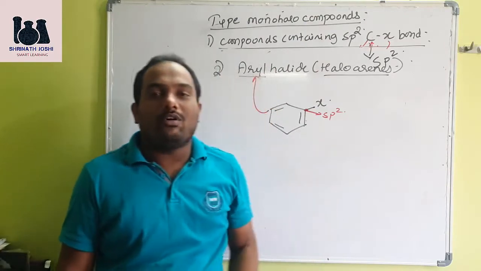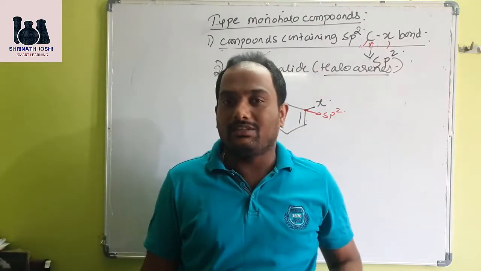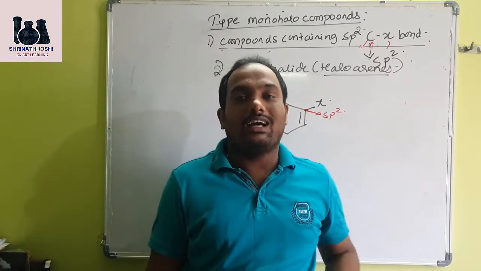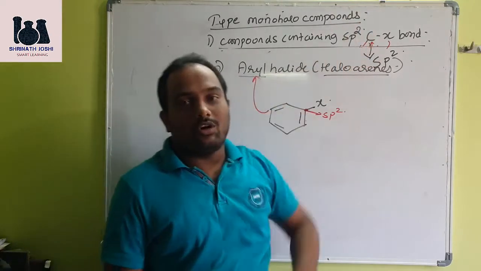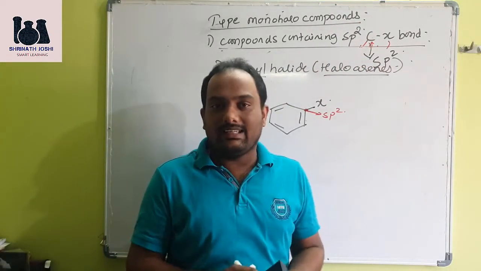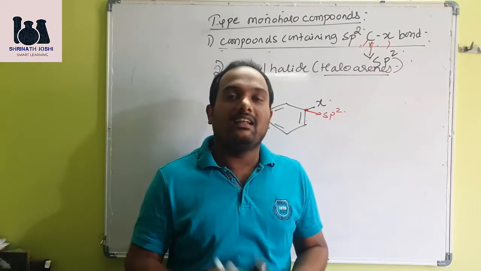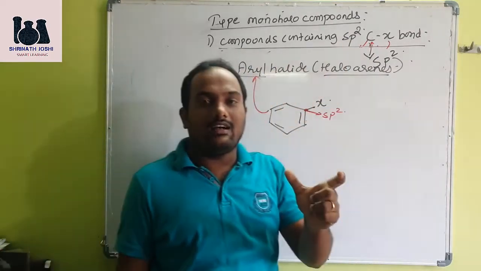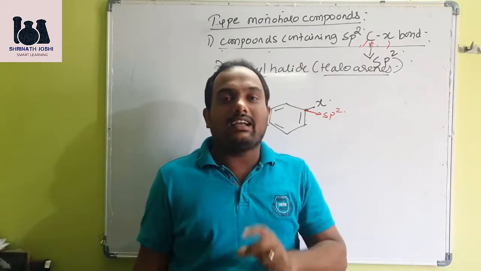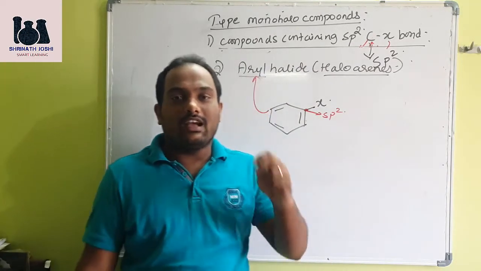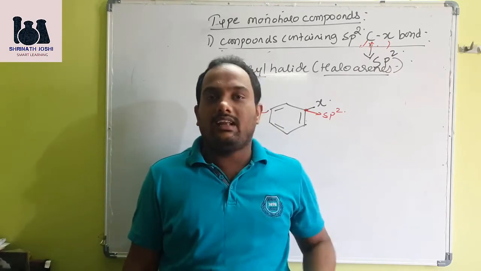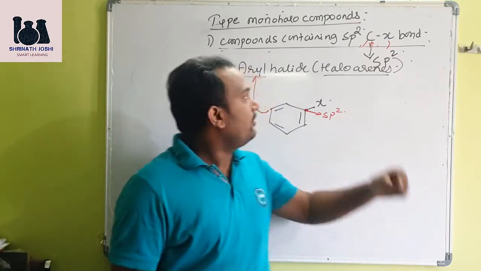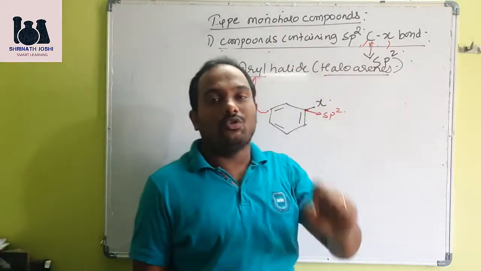So monohalo compounds are broadly classified under two categories. I repeat once again: one containing an sp3 C-X bond, another containing an sp2 C-X bond. Under sp3 C-X bond we have alkyl halide, allyl halide and benzyl halide. Under sp2 we have aryl halide and vinyl halide. Alkyl halide is again classified under 3 or 4 categories: methyl halide, primary alkyl halide, secondary alkyl halide and tertiary alkyl halide. This is all about the classification of monohalo compounds.